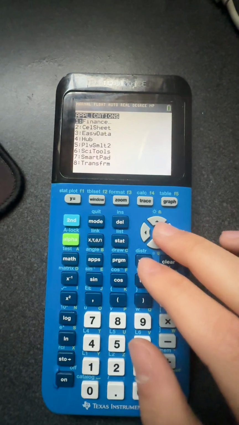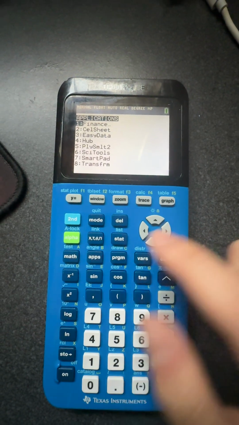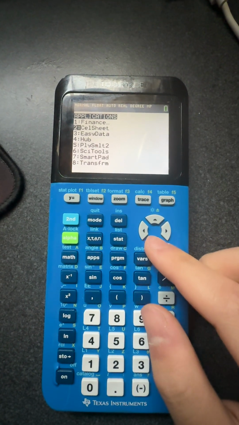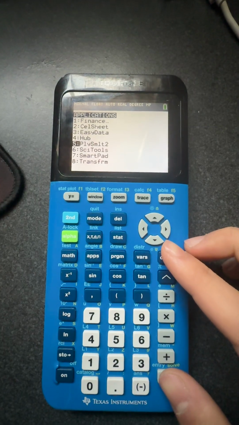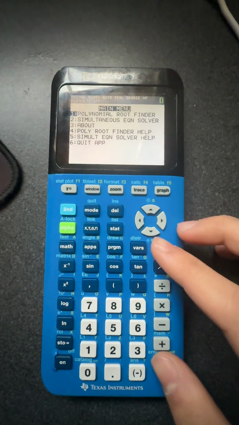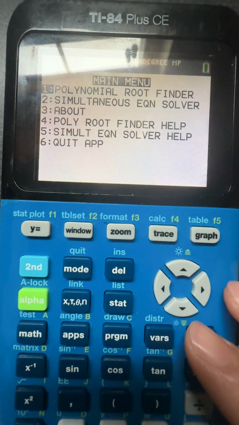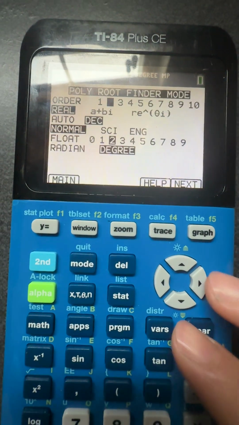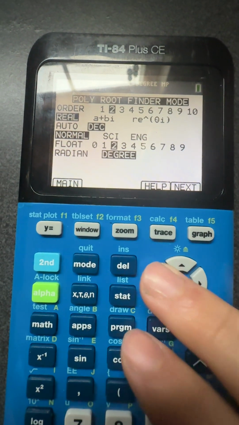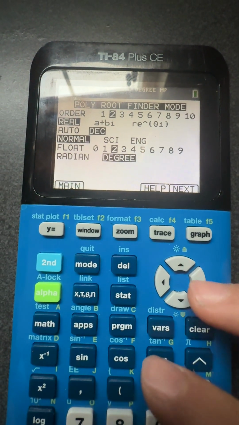Your next best friend will be over here. You hit apps, and then you go to PlySmlt2. This is all your nice polynomial stuff. So if you want to know how many roots and whatnot.